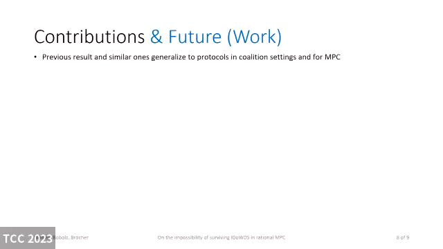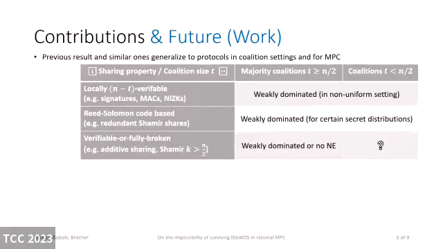Namely, we generalize these results in the sense that we also look at what happens if rational parties group together and share their utilities. There we got some results. The first row of this table is just a generalization of the example we have seen before. If the shares are signed or authenticated by something which we can locally check, then the previous result applies and the resulting protocols are weakly dominated by something.